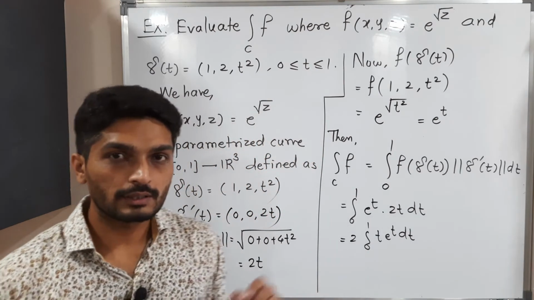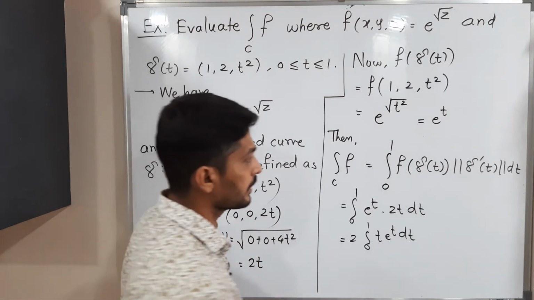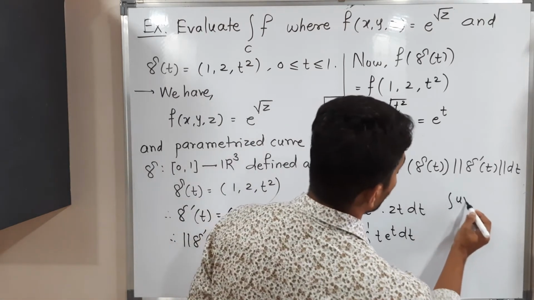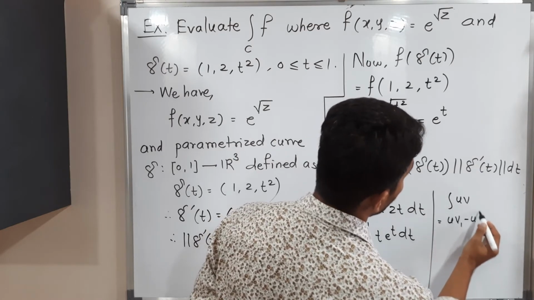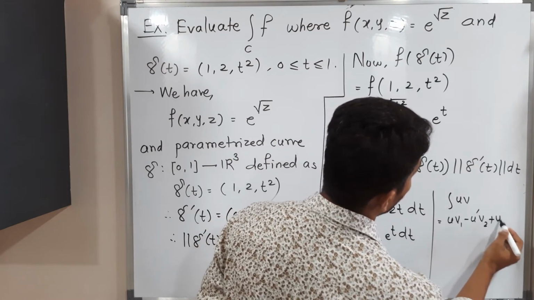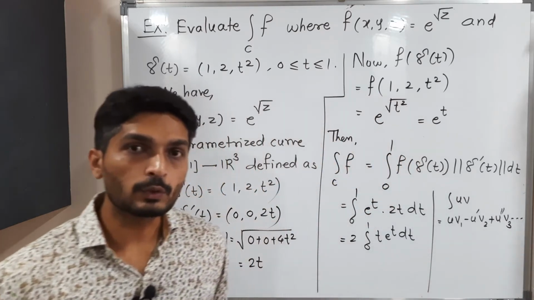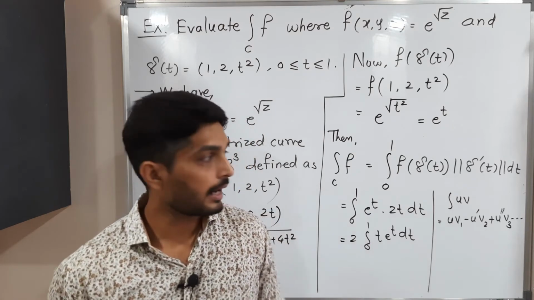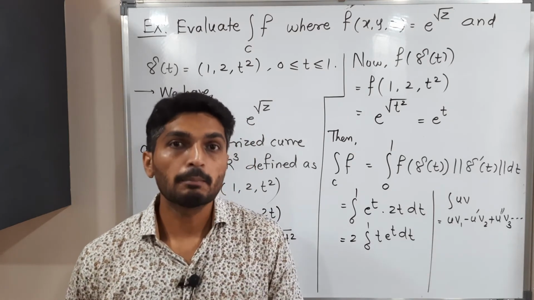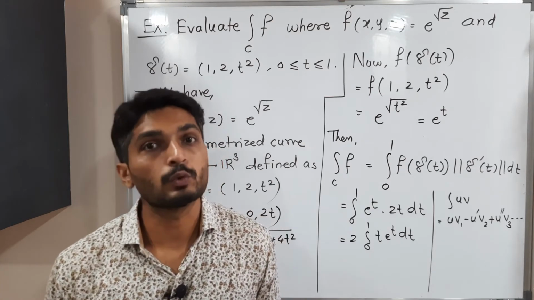So maybe this question is in your mind: how to find the value of this integral? Here we have to use the integration by parts uv formula. It is u v1 minus u dash v2 plus u double dash v3 and so on. That means we take derivatives of u and integrations of v, and all terms have alternating minus and plus signs. But the question is how to decide what is our u and what is our v.